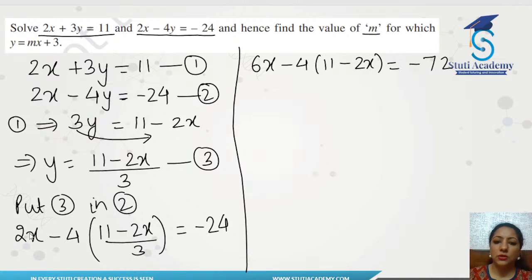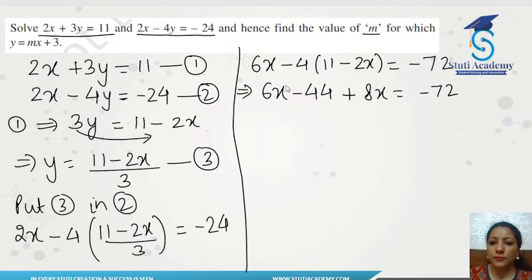So 3 multiplied by 2x is 6x. When I multiply this by 3, this 3 in the numerator and denominator will get cancelled. And this by 3 will get minus 72. So here we have 6x minus 44 plus 8x is equal to minus 72.